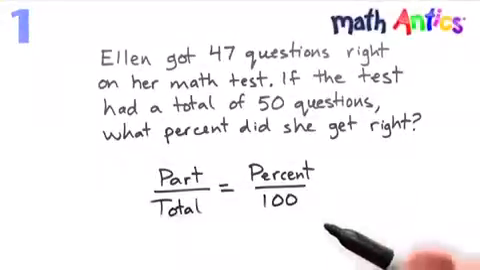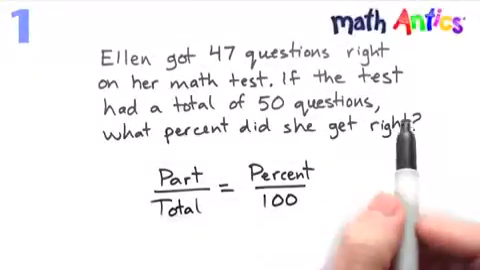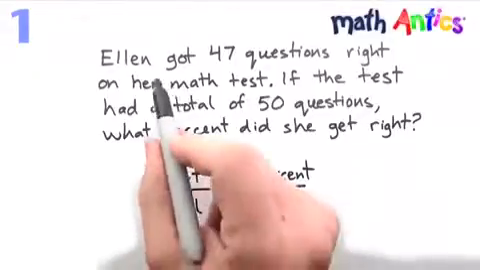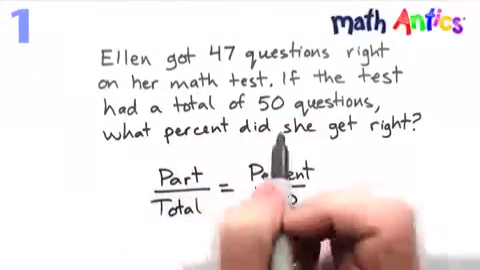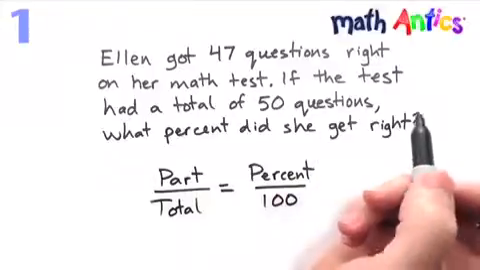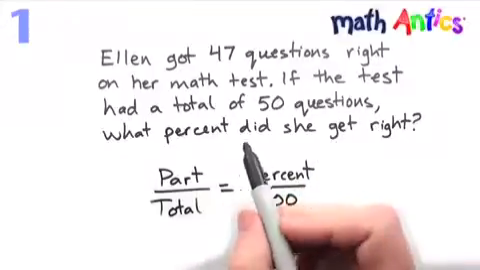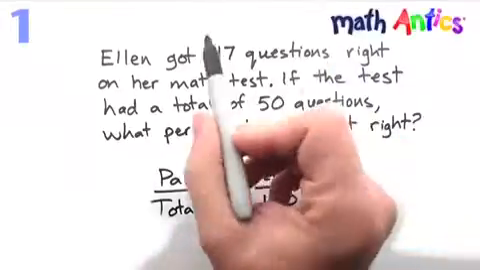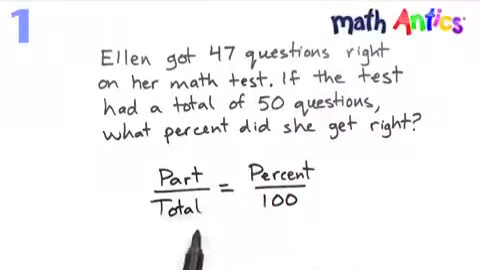For our first percent word problem, we need to figure out which component's missing and circle it in the equation below. Ellen got 47 questions right on her math test. If the test had a total of 50 questions, what percent did she get right? All right, well, let's see. So we have 47 questions, 50 questions, and what percent did she get right?